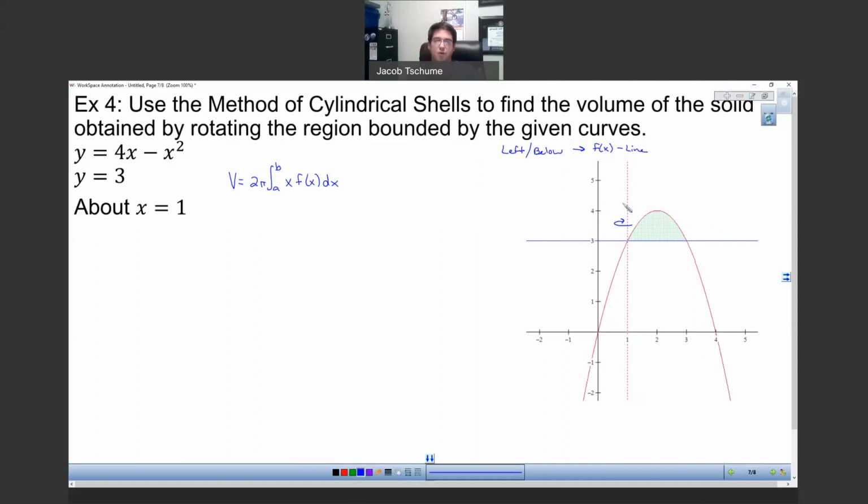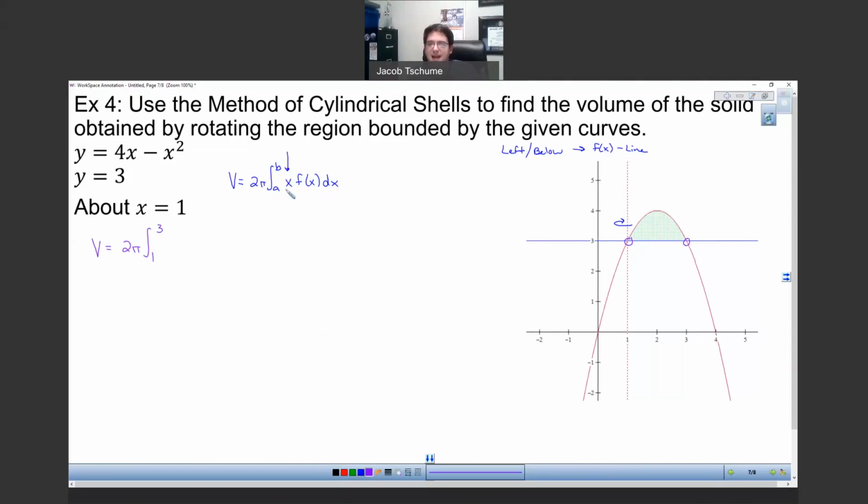All right. To the right and above is line minus a function. To the left and below is function minus a line. The difference is, though, in the shell method, you don't do this to f of x. This only affects the constant or the x variable that you're trying to multiply by. So when you set this up, the volume equals 2 pi, integrating from a to b. So using my two parameters here, that's going to be from 1 to 3.